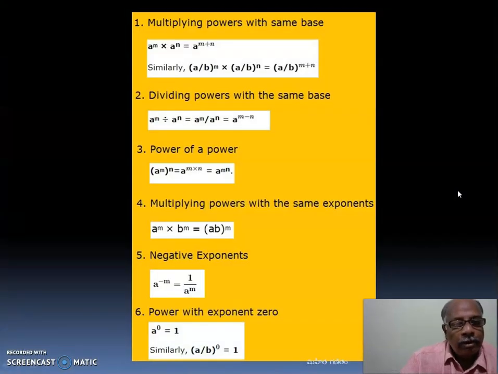Now, we see all the formulas again. Multiplying powers with the same base: a to the power of m into a to the power of n is equal to a to the power of m plus n. A to the power of m by a to the power of n is equal to a to the power of m minus n. A to the power of m whole to the power of n is equal to a to the power of mn. A to the power of m into b to the power of m is equal to ab whole to the power of m. A to the power of minus m is equal to 1 by a to the power of m. A to the power of 0 is equal to 1. A by b whole to the power of 0 is equal to 1.